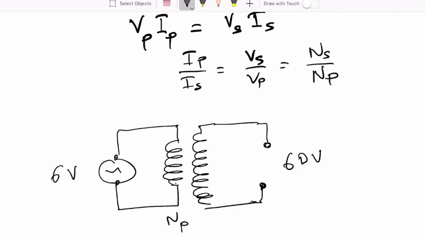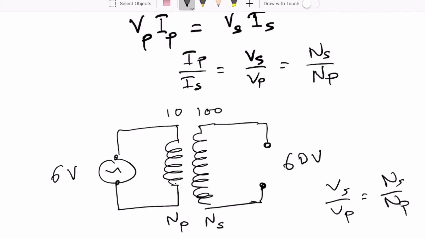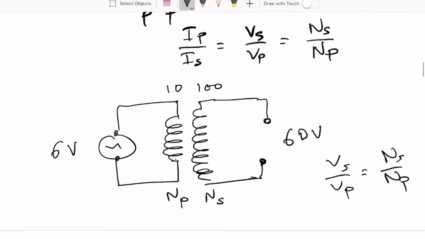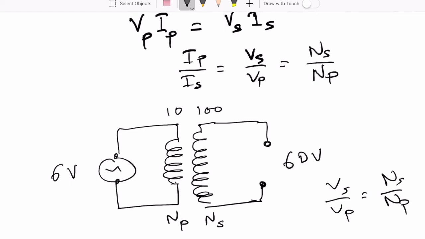The answer is that the secondary should have 10 times as many turns as the primary, because remember that Vs divided by Vp is equal to Ns divided by Np. So if Vs is 10 times more than Vp, then Ns has to be 10 times more than Np. As an example, if I've got 10 turns on the primary side, how many turns do I need on the secondary side? The answer is 100. So 10 times more turns on the secondary side means 10 times more voltage. Okay. So this particular arrangement is called a step-up transformer.